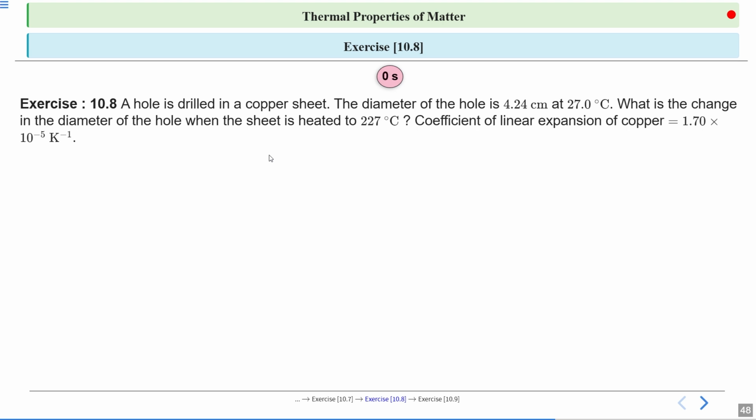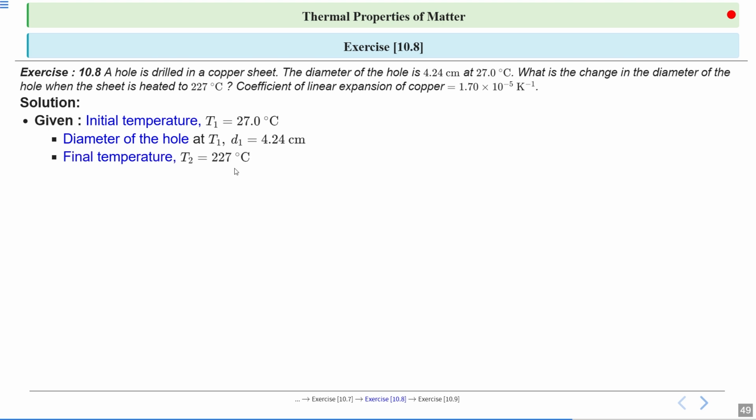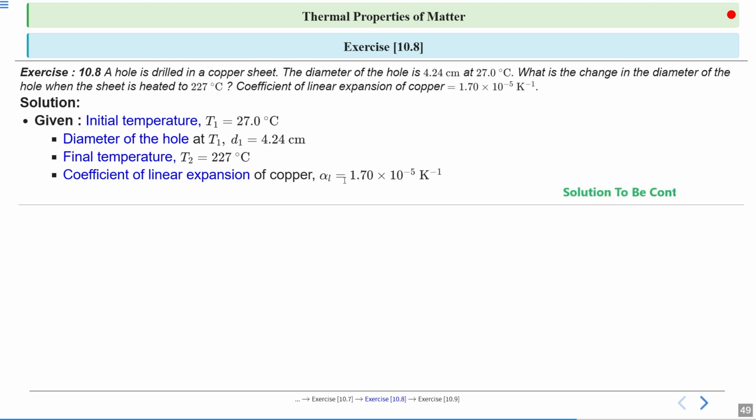Let's see the solution of this question. So, given initial temperature T1 equal to 27.0 degrees Celsius, diameter of the hole at T1, D1 equal to 4.24 centimeter. Final temperature T2 equal to 227 degrees Celsius. Coefficient of linear expansion of copper alpha L equal to 1.70 into 10 raised to the power minus 5 per Kelvin.